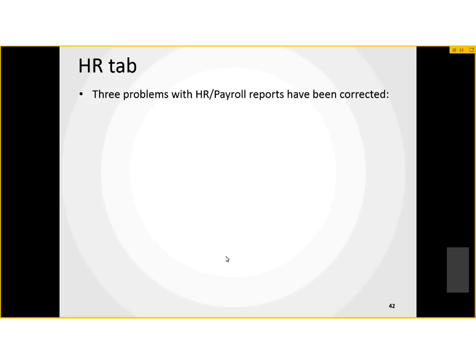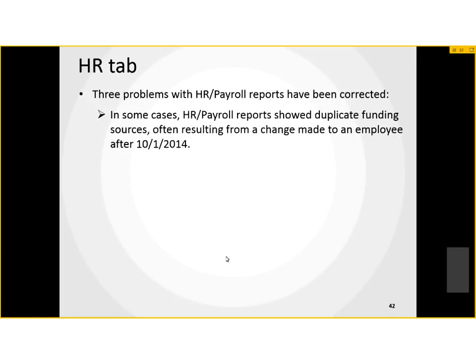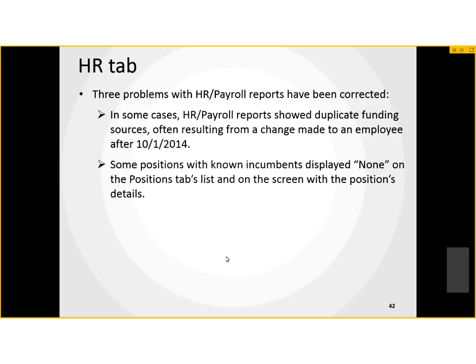On the HR tab, there were 3 problems with the HR payroll reports that have been corrected. The first one: there were some cases where the reports were showing duplicate funding sources. Often this was from any type of change that had happened on an employee after October 1st, and for whatever reason it would duplicate those funding sources.